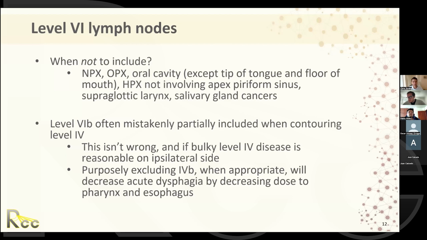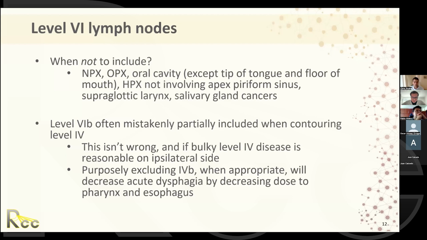And again, if I was the patient, I would rather have my doctor err on the side of treating all my cancer than trying to be really tight and potentially missing cancer cells. But if you become comfortable purposely excluding level 6B, then that will help your dosimetrist get you a better plan that can better spare the pharynx. That can drive less short-term and long-term toxicity for our patients.